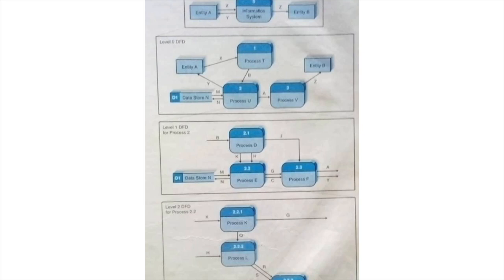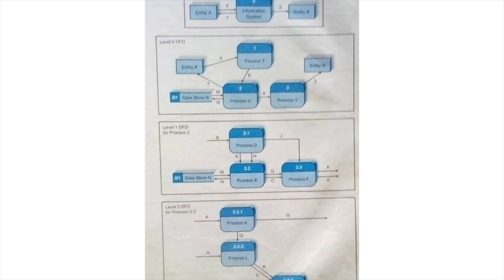Then after the level 0 diagram is the level 1 diagram, which is a further decomposition of the level 0 diagram. If you look at your level 0 diagram and notice that there is a process there that involves several activities, you need to bring it down to level 1 and expand it.